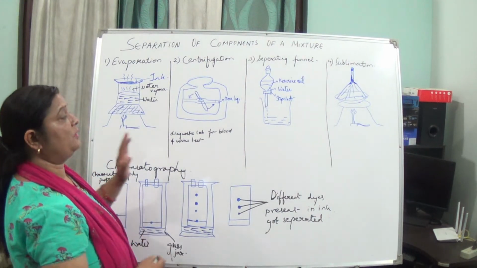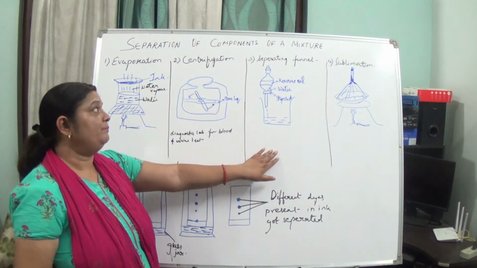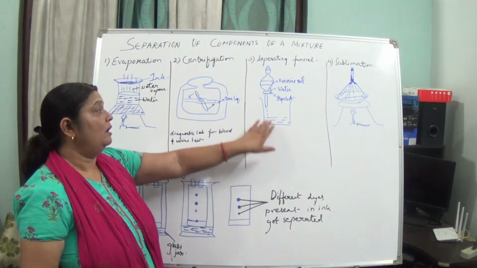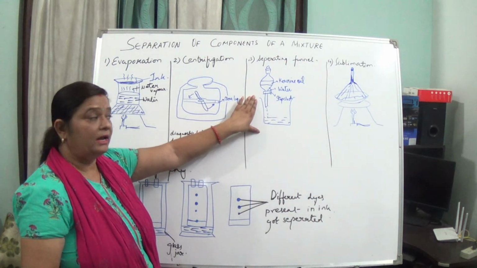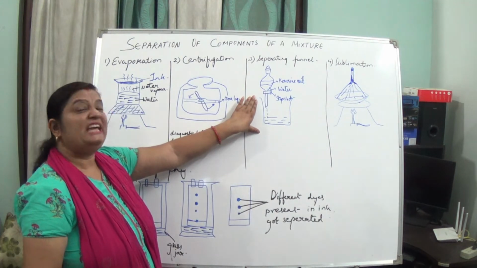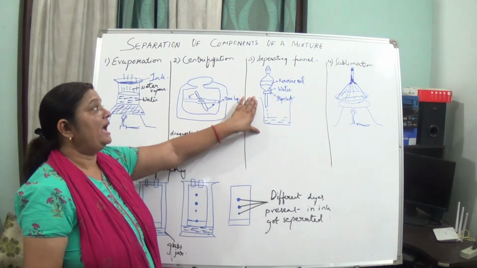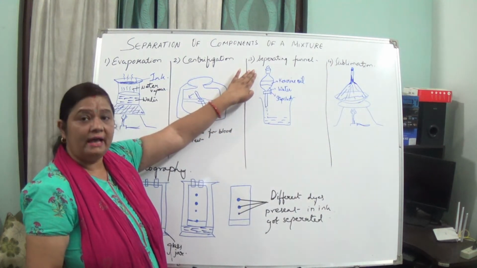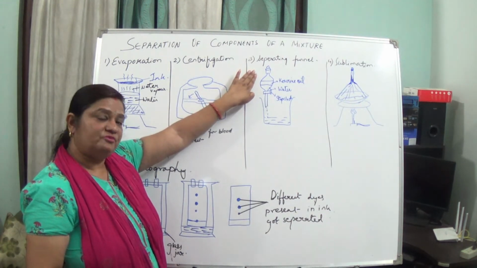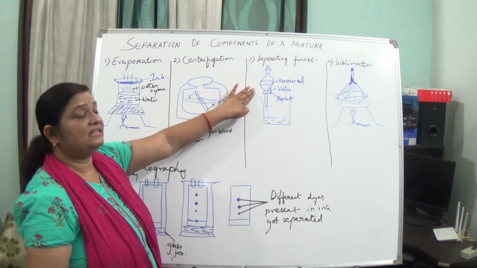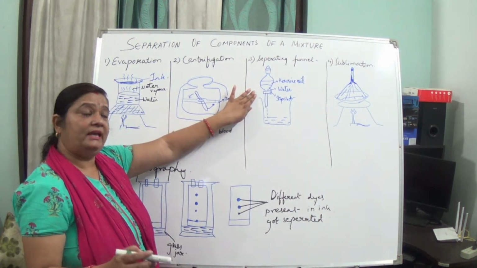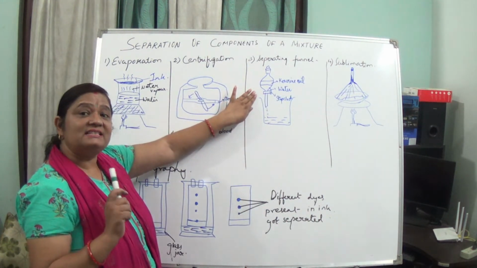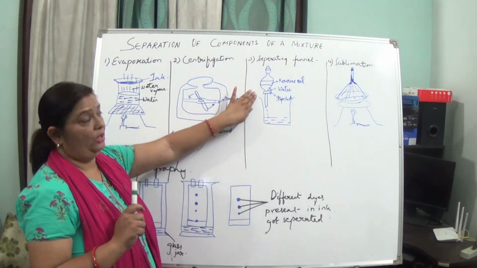The next process is by using a separating funnel. What type of things are separated using a separating funnel? Two immiscible liquids can be separated with the help of a separating funnel. In this you can see a separating funnel. Here we are seeing the different densities of the immiscible liquids.